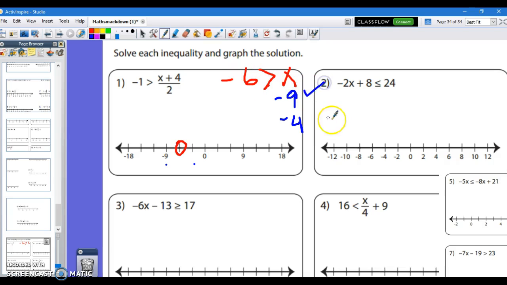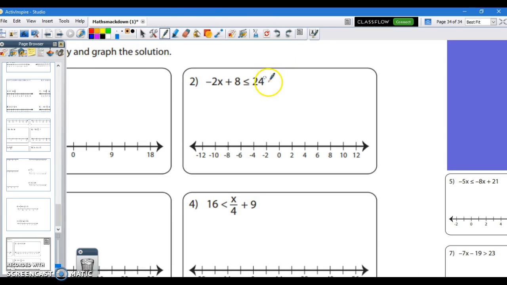That is true. Check the next one just in case. Negative 6 is bigger than negative 4. Not true, because again, in negative land, the smaller digit is actually the bigger number. So I know my answer is going to be going in the direction of the negative 9. So it should be going this way towards the left. And that one is complete. Going on to number 2.